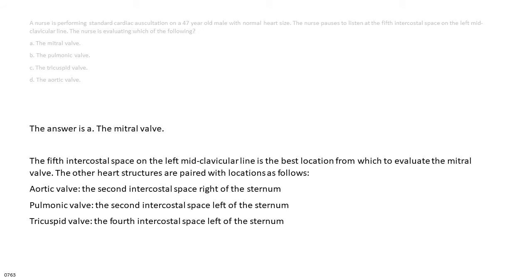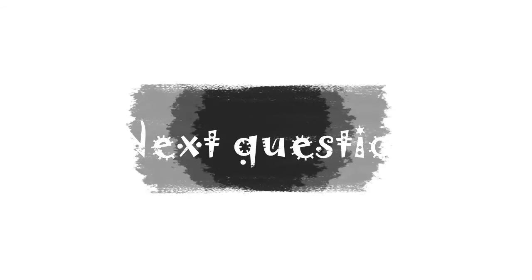The answer is A. The mitral valve. The fifth intercostal space on the left midclavicular line is the best location from which to evaluate the mitral valve. The other heart structures are paired with locations as follows. Aortic valve, the second intercostal space right of the sternum. Pulmonic valve, the second intercostal space left of the sternum. Tricuspid valve, the fourth intercostal space left of the sternum.